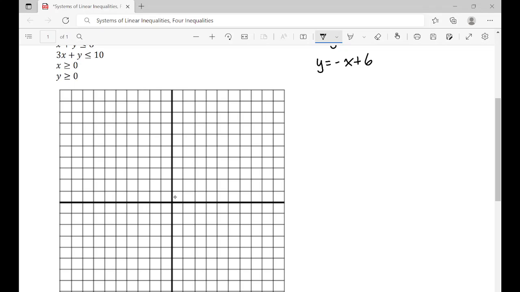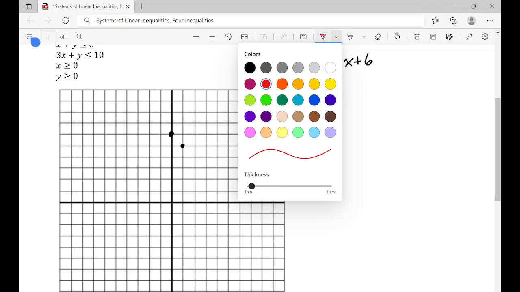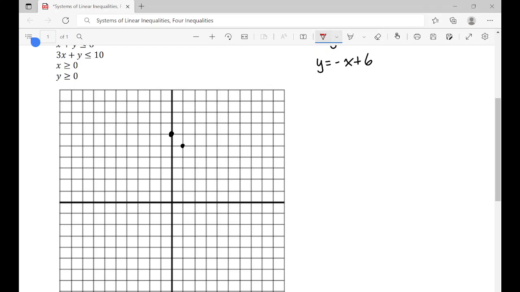From here, I see that my slope is negative 1 and my y-intercept is positive 6. So go to 1, 2, 3, 4, 5, 6 here. My slope is negative 1, so down 1 and over 1 here. I'm going to use a red line to draw these graphs. All of these have equal to signs, so they're all solid lines, not dotted. So draw a solid line for this one.